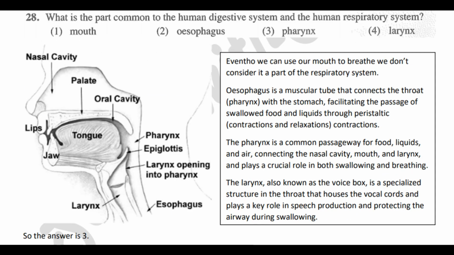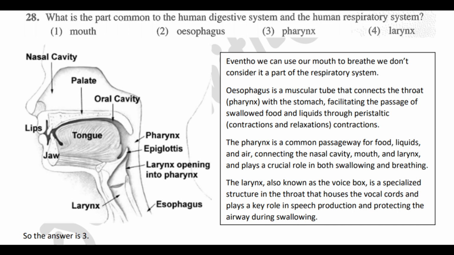28th. What is the part common to the human digestive system and the human respiratory system? So we have a diagram here. We have the nasal cavity, we have the tongue, we have the oral cavity, then we have the pharynx, we have the epiglottis or the glottis, the little thing up there, and we have the larynx opening into the pharynx. Then we have the larynx and we have the esophagus.